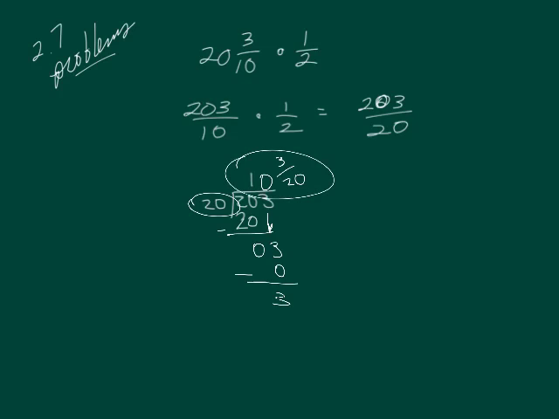So 10 and 3/20 miles per 1/2 gallon of gas. And that's what they're looking for in number 44. So that ought to get you started for your problem set on 2.7.